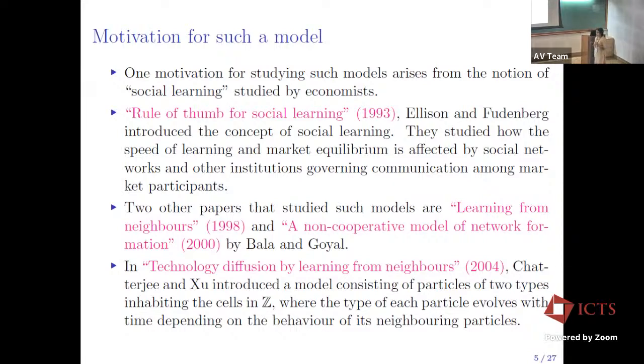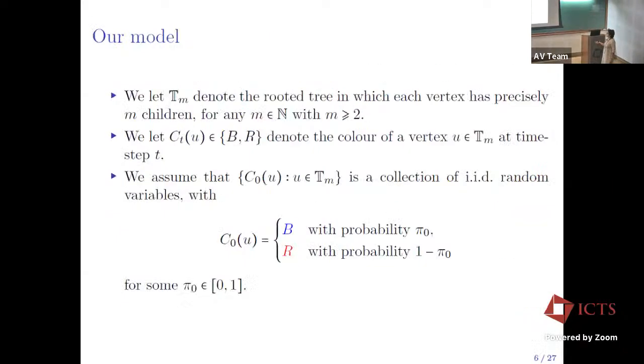Each agent performs the technology that they have been assigned at time step T and sees the outcome, and updates its technology by looking at its own outcome and the outcome of the technologies of its neighbors. Okay, so the idea is pretty similar. And this they refer to as technology diffusion. So those are the motivations.